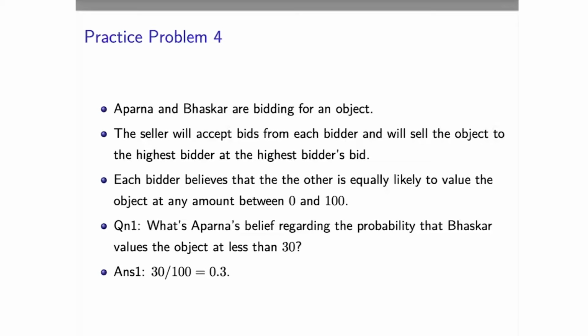For example, what is Aparna's belief regarding the probability that Bhaskar values the object at less than 30? This is basically saying that if Bhaskar's valuation follows uniform 0, 100, what's the probability that Bhaskar's valuation is less than 30? You can use the CDF of the uniform distribution to get that. And so the answer is 30 by 100, or 0.3, right? You could have asked more general questions, as we'll do in this context.